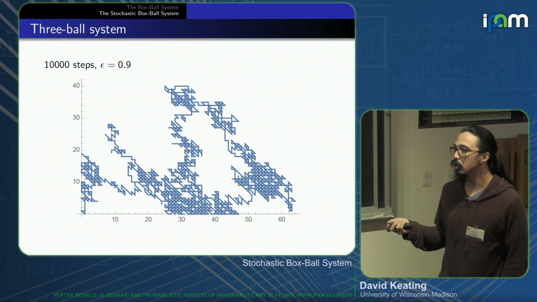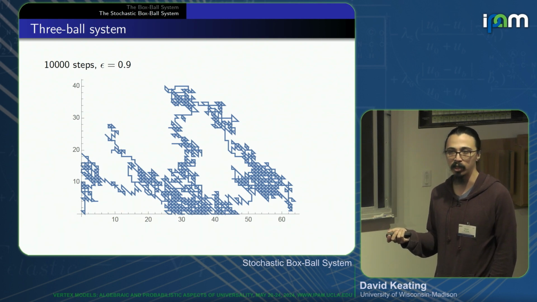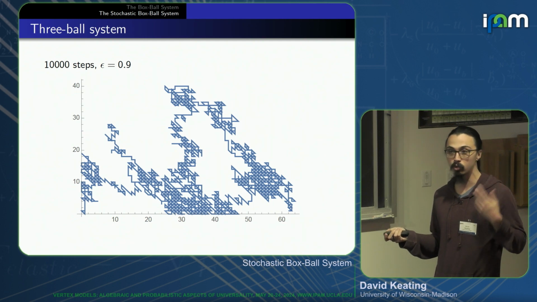When epsilon is large, then you're just very lazy. The walk tends to not pick up any balls, so you stay at the same spot for a long time.